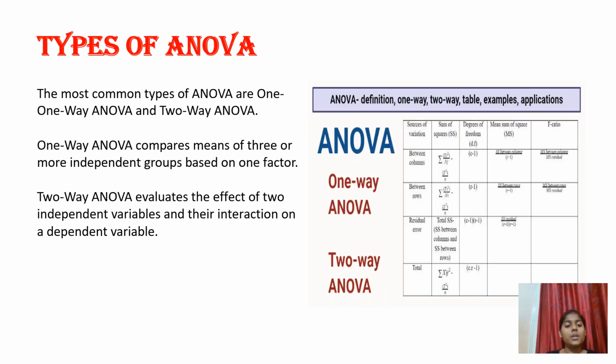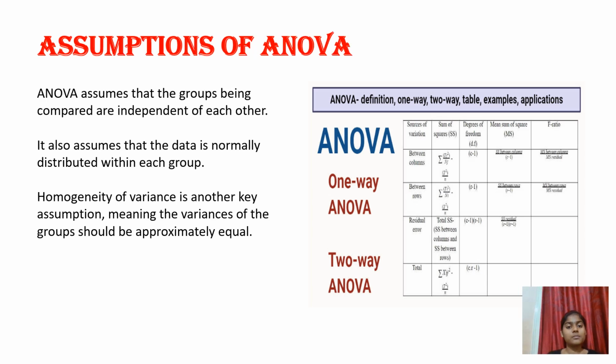Types of ANOVA. The most common types of ANOVA are one-way ANOVA and two-way ANOVA. One-way ANOVA compares means of three or more independent groups based on one factor, whereas two-way ANOVA evaluates the effect of two independent variables and their interaction on dependent variables.